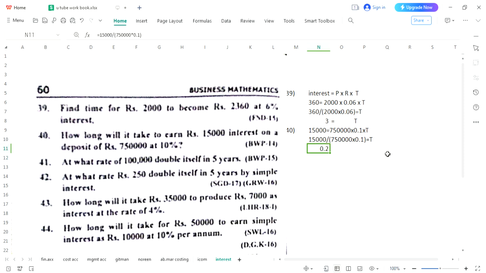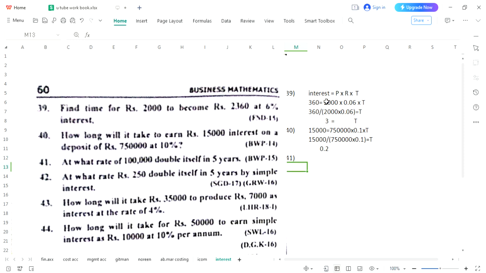0.2 years or 6 months is your time period. What you have done? Look at this, 15,000 divided by 7,50,000 multiplied by 0.1. So you have got your answer as 0.2. Now we will see 41st question.